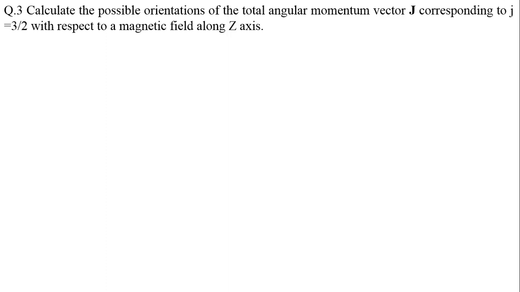Just as in the previous problem, where we calculated different orientations, it is the same, but it is with the total angular momentum vector J. So can anyone tell me what will be the process of solving this problem? How will we go about it?